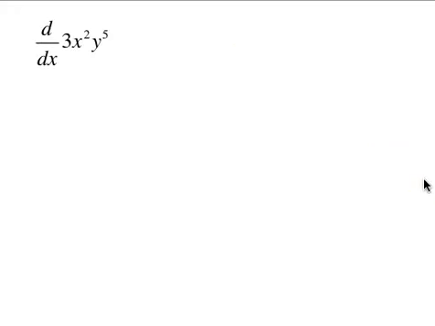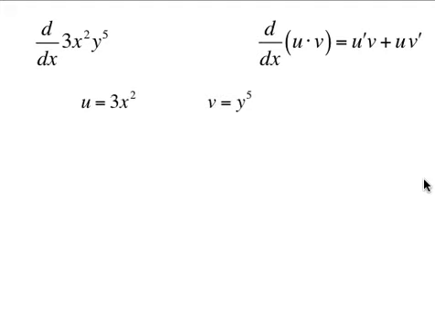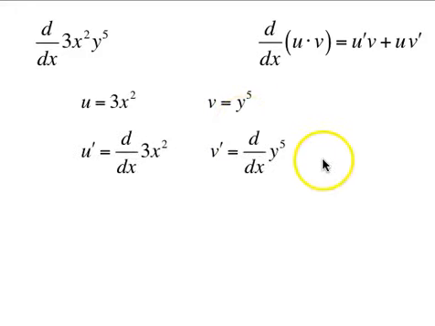So if I want to take the derivative with respect to x of 3x squared y to the fifth, I have to define u and define v. Remembering, of course, that the derivative with respect to x of uv is u prime v plus uv prime. I'm going to let u equal 3x squared and v equal y to the fifth. Now u prime will be the derivative with respect to x of this. The derivative with respect to x of 3x squared is just 6x. But v prime is the derivative with respect to x of y to the fifth. That's going to require a little bit more work.